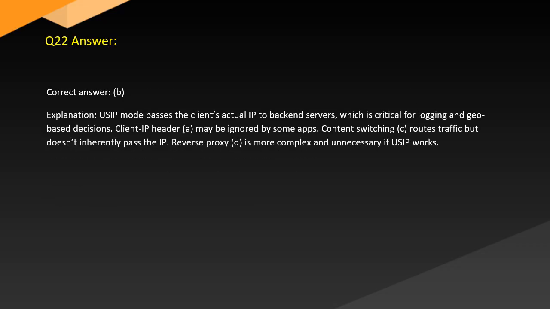Answer. Correct answer: B. Explanation: USIP mode passes the client's actual IP to backend servers, which is critical for logging and geo-based decisions. Client IP header (A) may be ignored by some apps. Content switching (C) routes traffic but doesn't inherently pass the IP. Reverse proxy (D) is more complex and unnecessary if USIP works.